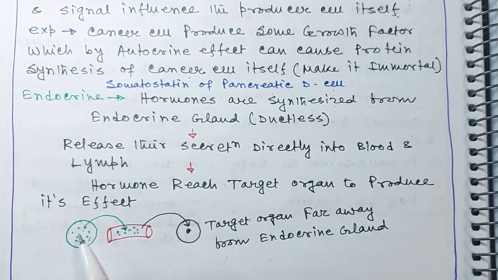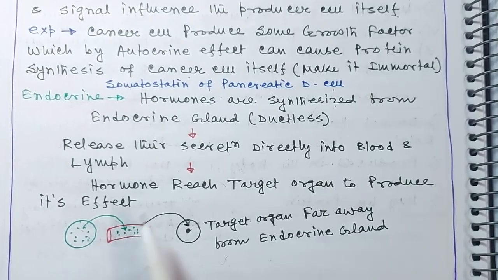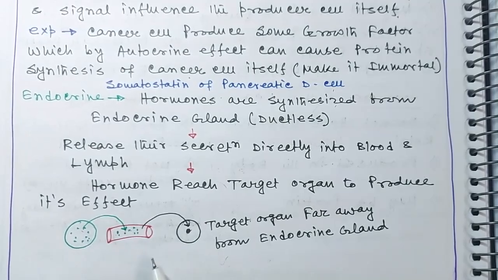So this is an endocrine cell, and the endocrine cell secretes the hormone, and these hormones are carried by blood and lymph, and ultimately reach the target cell. In this target cell the receptor is present for this particular type of hormone, and after binding of this hormone to its specific receptor the cell responds.